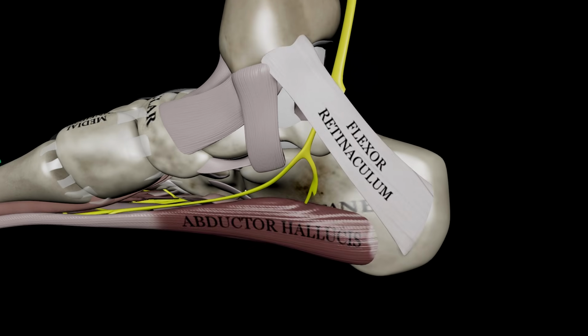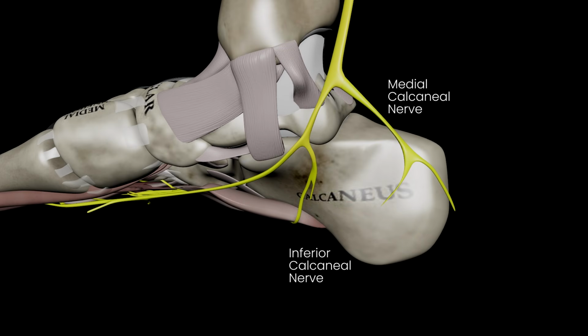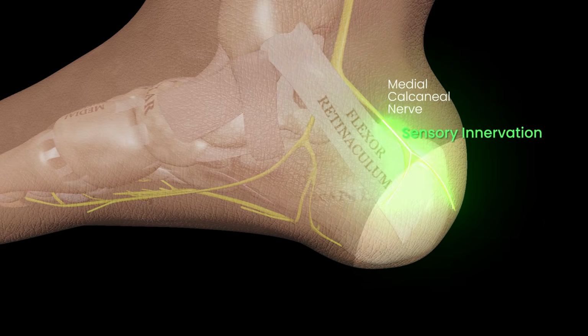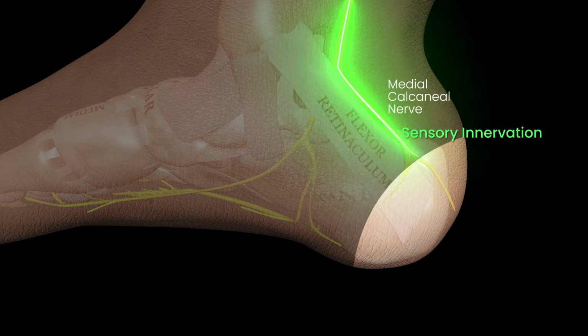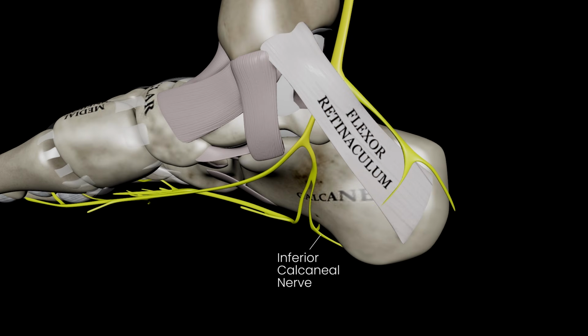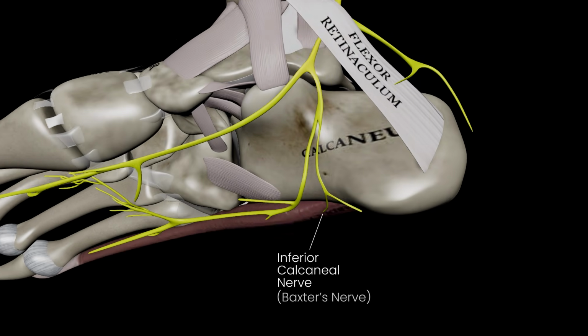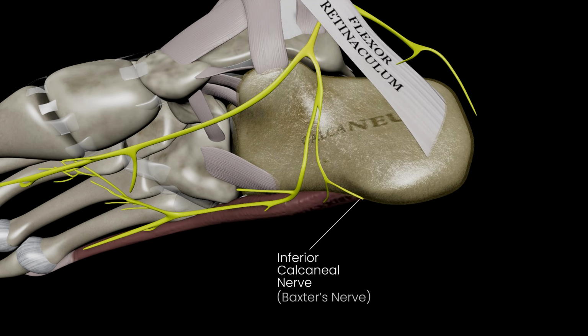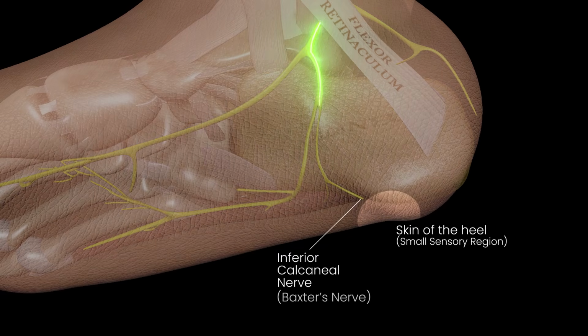Additional nerves emerging from this region include the medial and inferior calcaneal nerves. The medial calcaneal nerve arises proximal to the flexor retinaculum, providing cutaneous innervation to the posteromedial aspect of the heel. The inferior calcaneal nerve, also known as Baxter's nerve, is a branch of the lateral plantar nerve. It provides motor innervation to the abductor digiti minimi muscle and sensory supply to the calcaneal periosteum and adjacent skin of the heel.